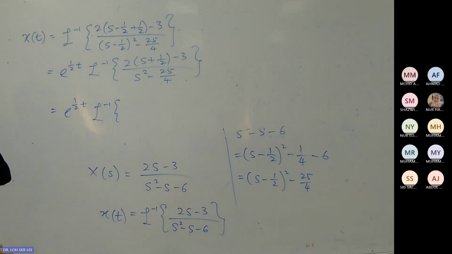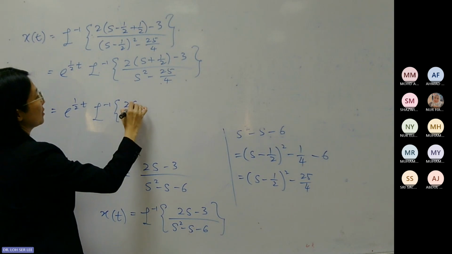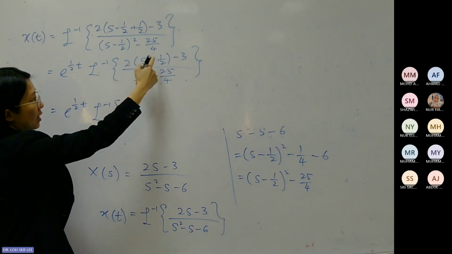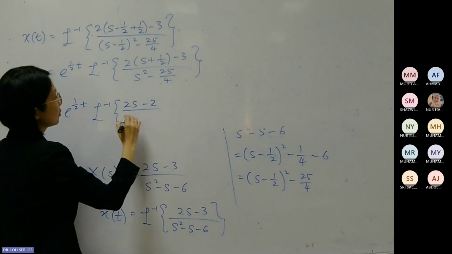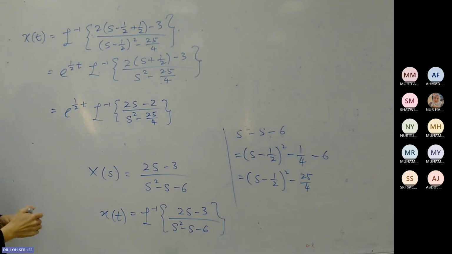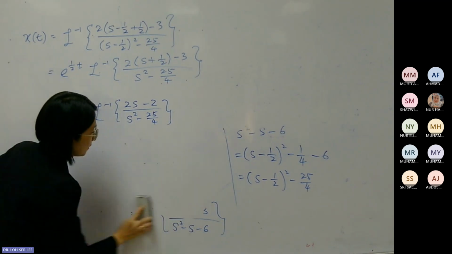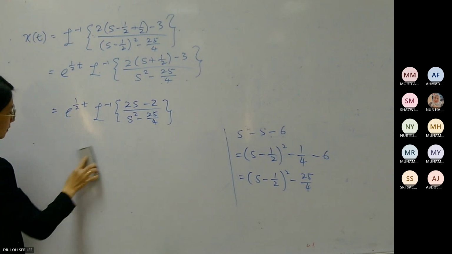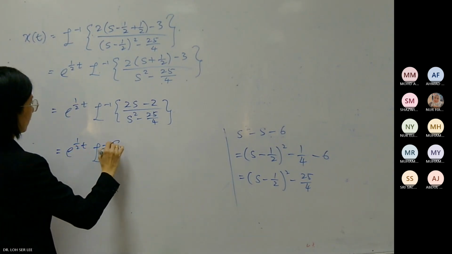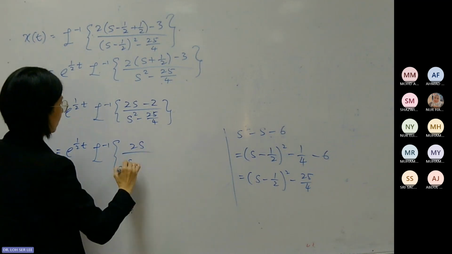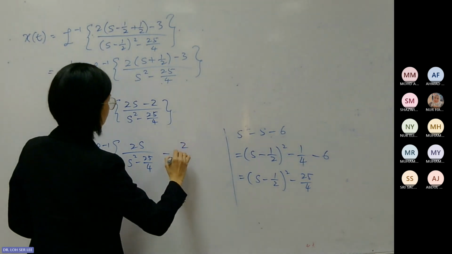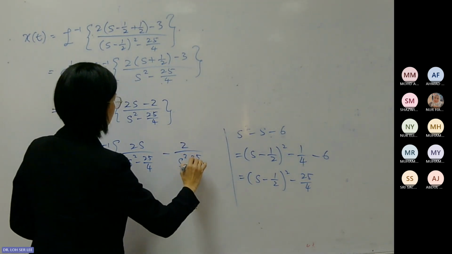Okay, so when you expand, you have 2s plus 1. Cancel out the 2 plus 1, 1 minus 3, you have minus 2. Okay, then separate. S and 2 over s squared.